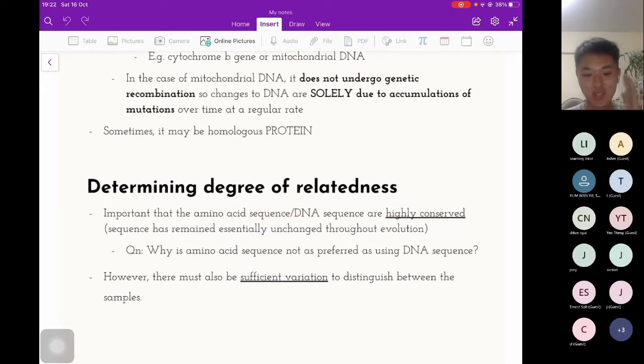Okay, so why is your amino acid sequence not as preferred as your DNA sequence? Because, okay, let's think about it. You have your DNA sequence, and if we have a mutation in your DNA sequence, that will lead to a change in your mRNA sequence after it gets transcribed. And after the change in your mRNA, it may or may not result in a different amino acid being coded for in your polypeptide chain. Why is that so? Because your triplet codes are degenerate, right? You have different triplet codes that code for the same amino acid.